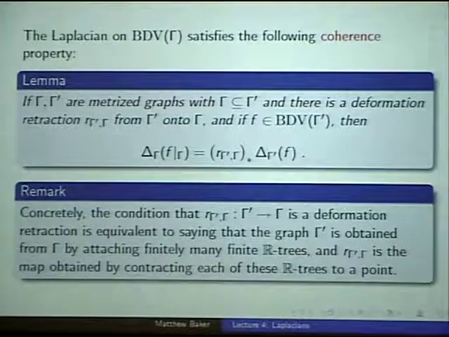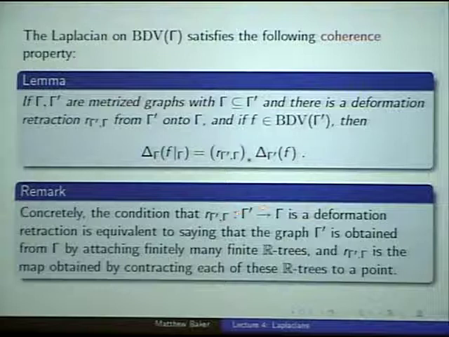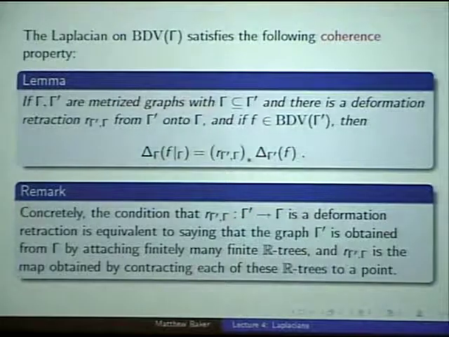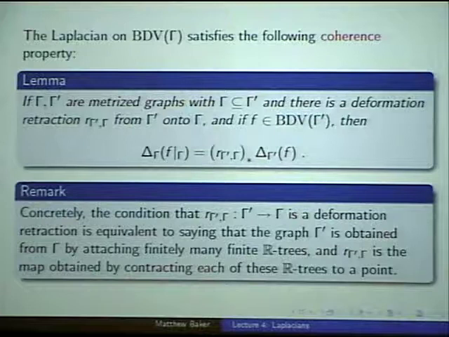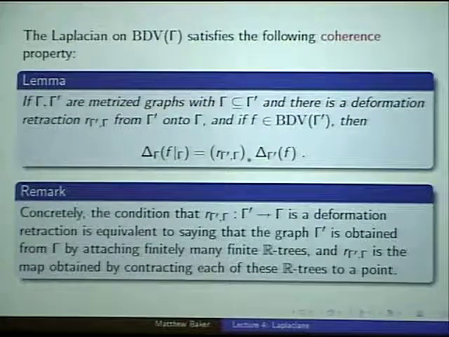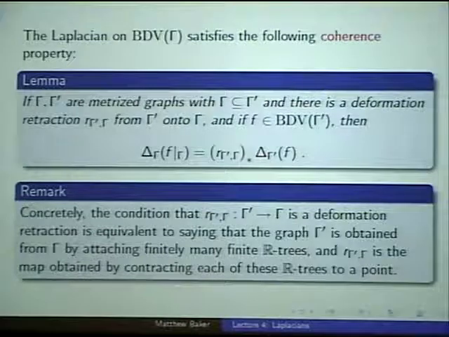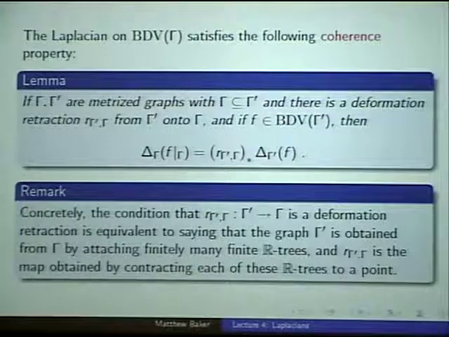So, concretely, this condition that you have a deformation retraction from gamma prime onto gamma is really just saying that you get gamma prime by attaching finitely many R trees. And then you're just crushing those R trees down to a point in this map r. So this will lead us to this notion of an arboretum.